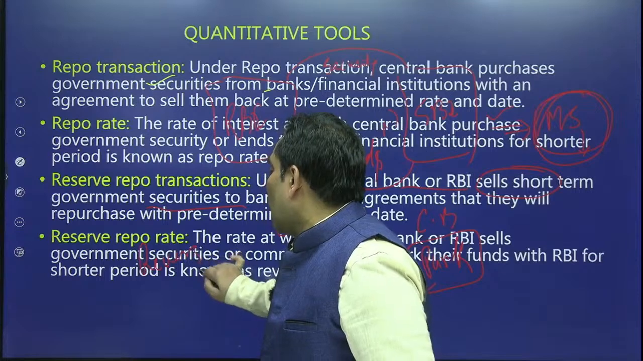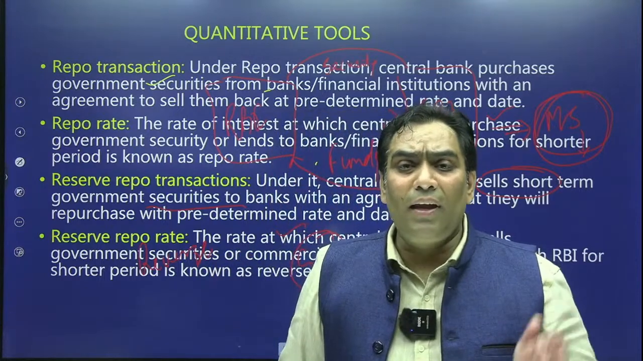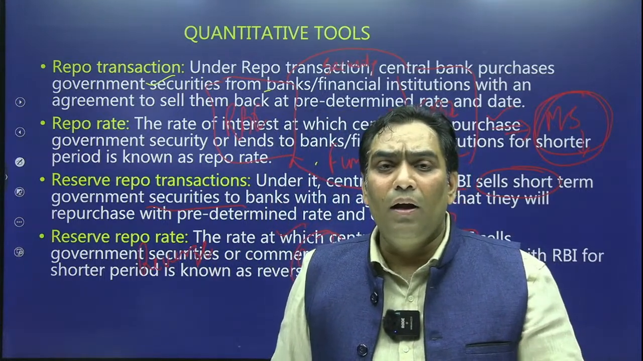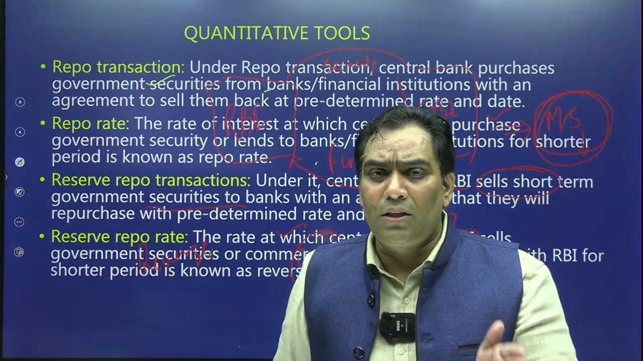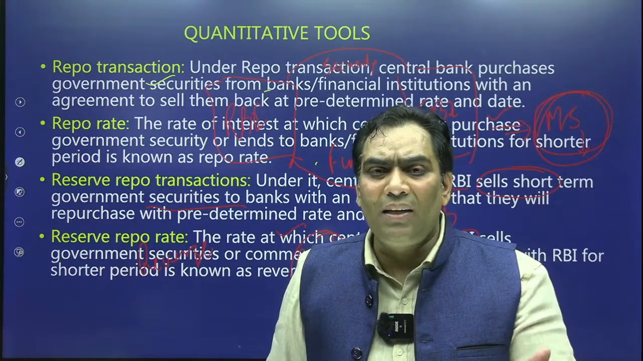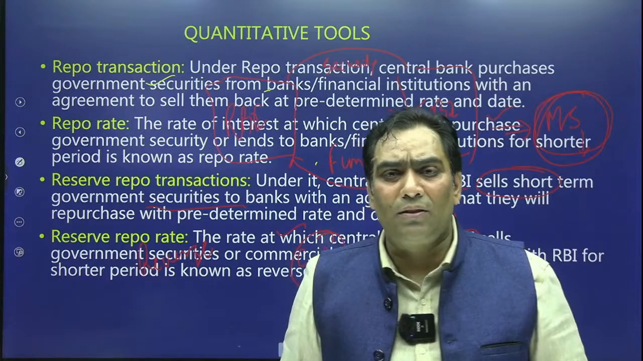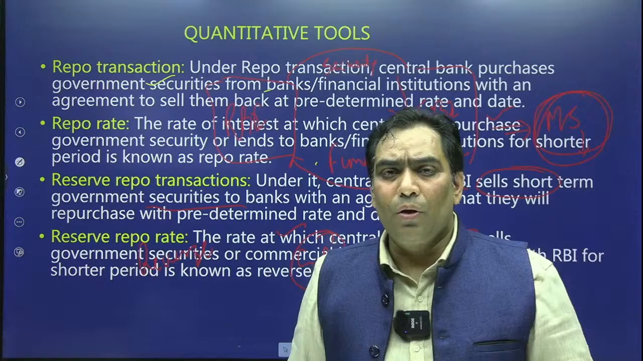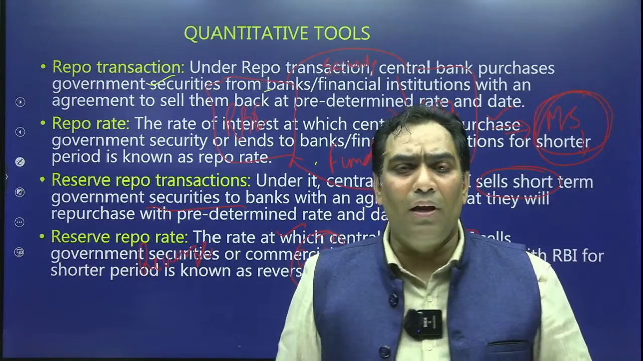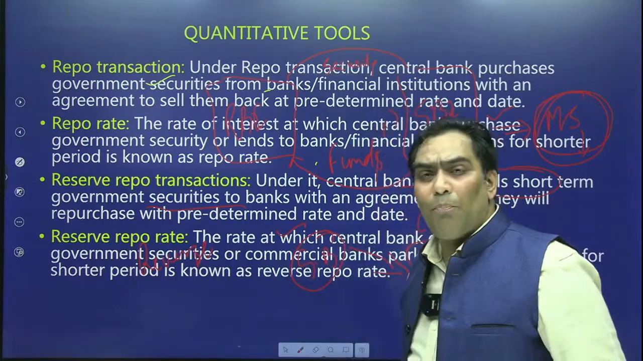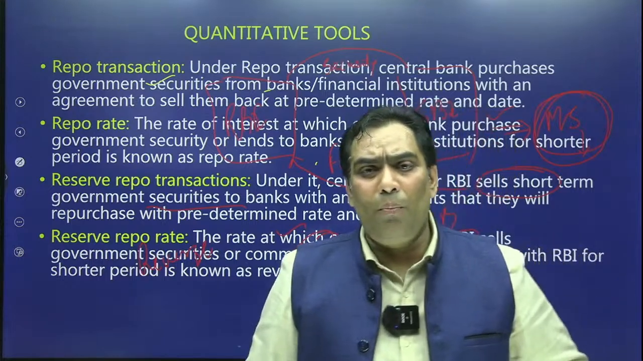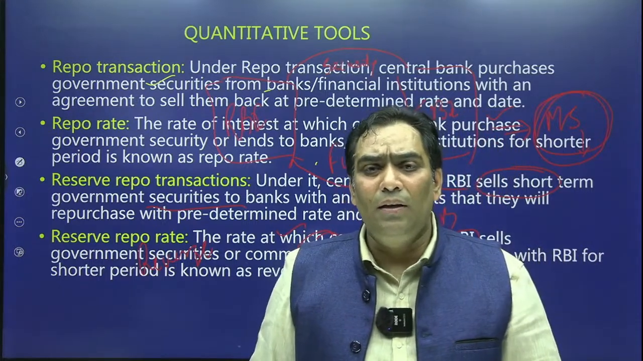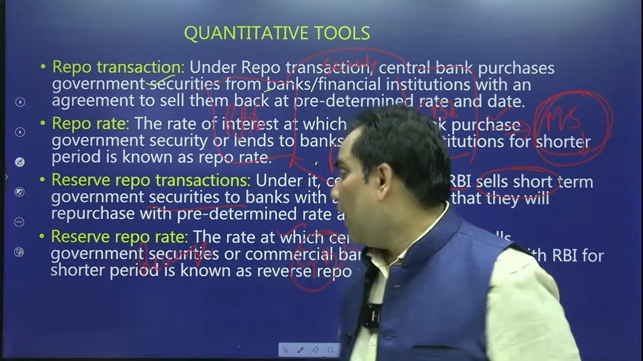Be very clear that we cannot use the words that RBI takes a loan from commercial banks. Rather, we should say the rate at which commercial banks park their money with RBI. So the reverse repo rate is the rate at which commercial banks park their money with RBI. So what happened?